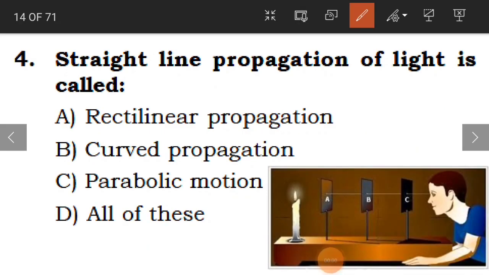Fourth, straight line propagation of light is called. We have learnt this, straight line propagation of light. This is called rectilinear propagation. Okay, children, A is the correct answer.